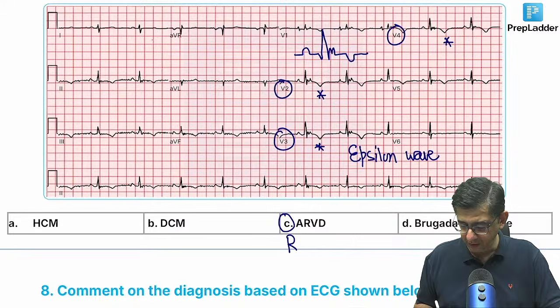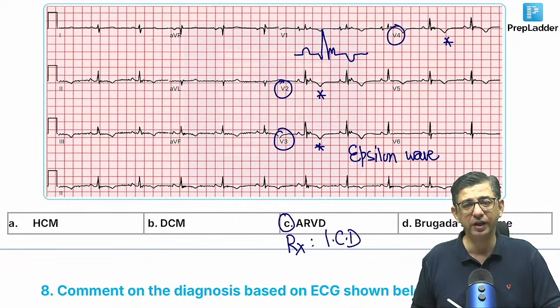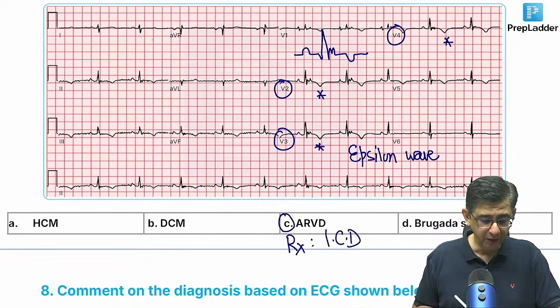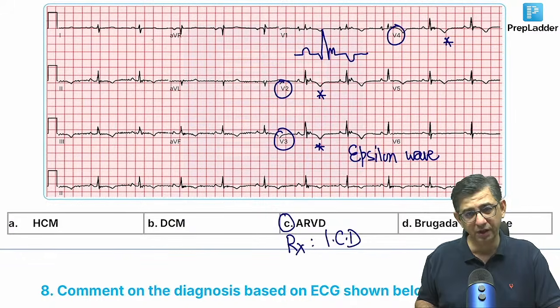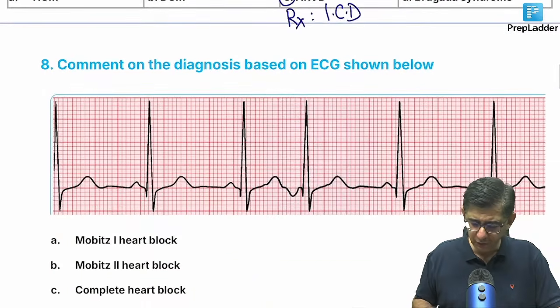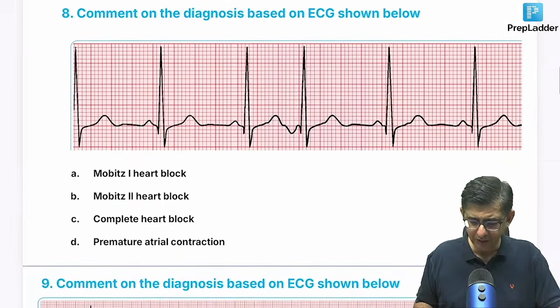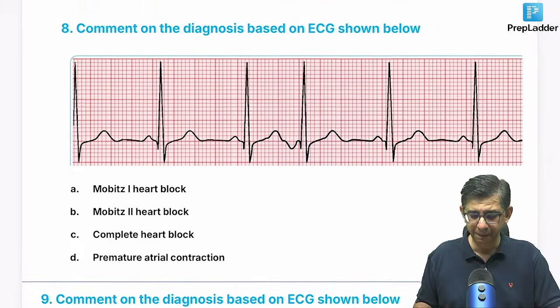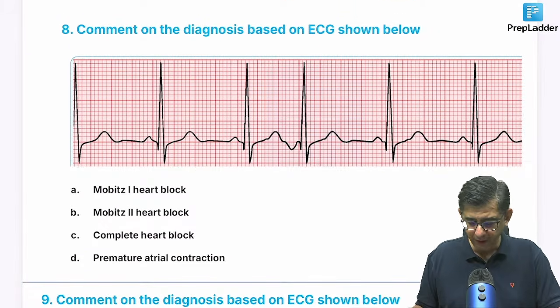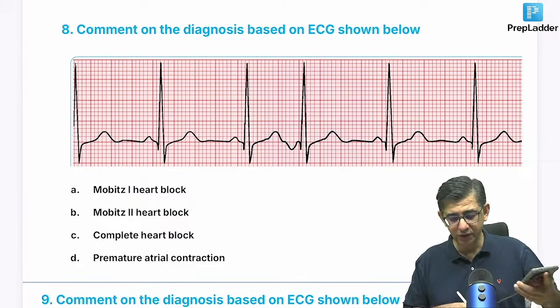Yes, the treatment that you'll advise in this patient is an implantable cardioverter defibrillator, which will help in terminating any tachyarrhythmia that would be present in the patient. If you are an FMG student, you can listen to the easier ones that I'll be discussing. Okay, comment on the diagnosis that is shown subsequently.